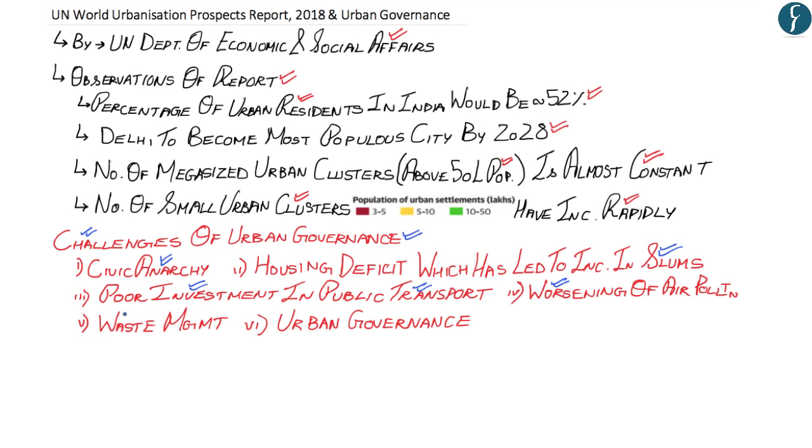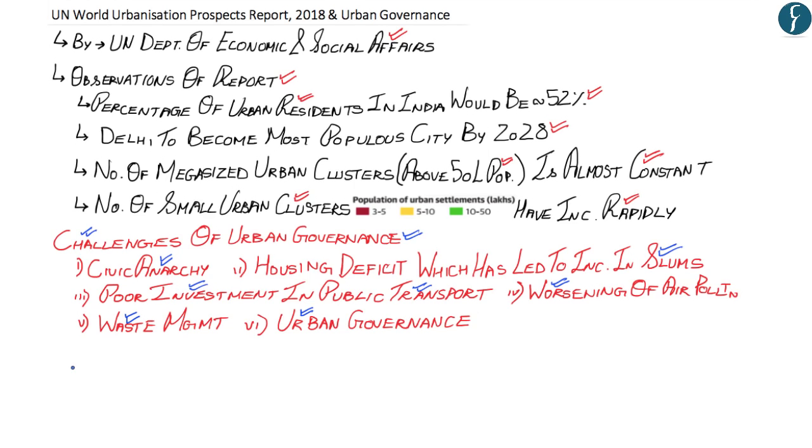The fifth challenge highlighted in the article is of waste management, wherein most cities in India are unable to collect and dispose of municipal waste in a scientific manner. And the sixth and the last challenge highlighted in the article is of urban governance, wherein the article states that even after 25 years of formation of constitutional urban local bodies, elected mayors lack the authority and the financial resources to introduce urgently needed urban reforms.